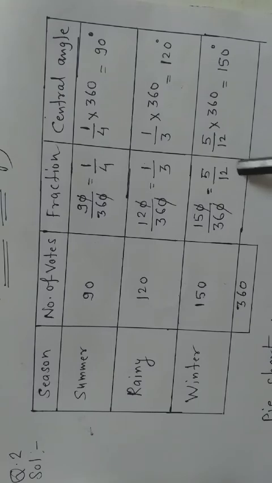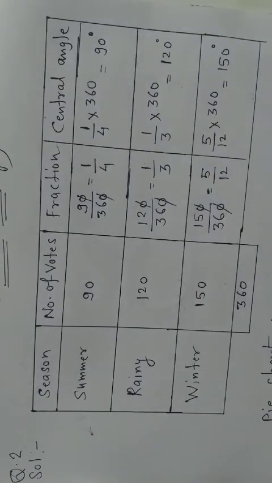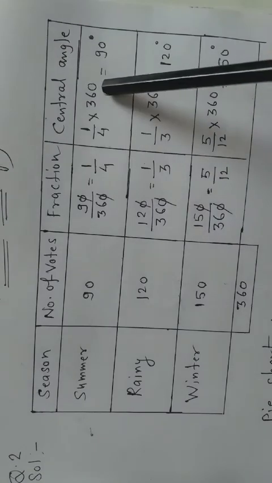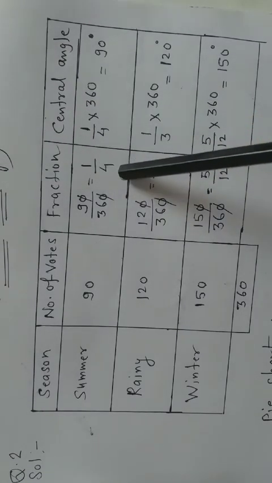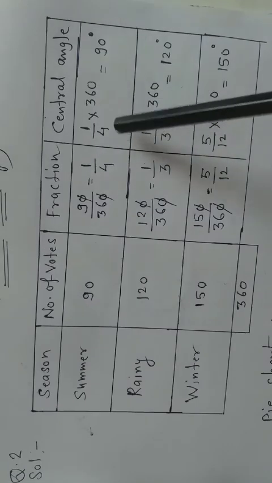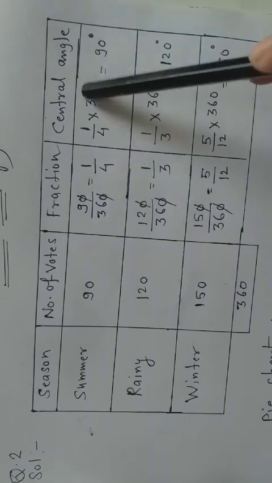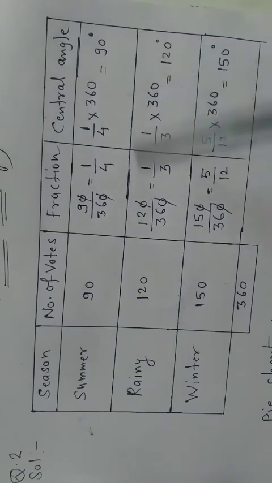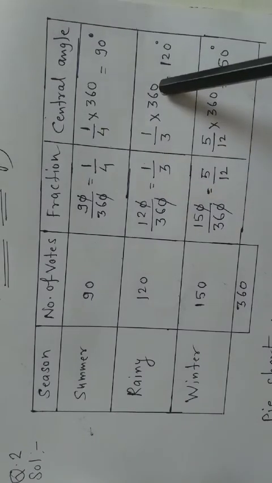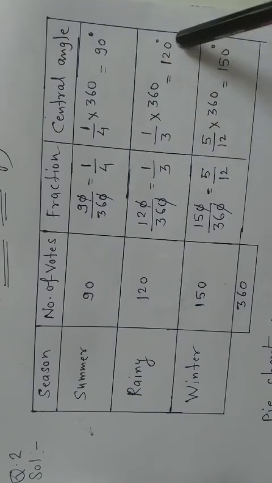Now student, we will convert these fractions into central angles. For that, we will multiply the fraction by 360. Here the fraction is 1 by 4, 1 by 4 into 360, and by the 4 table we cut it. 4 nines are 36, 0, 90 degree. Similarly in rainy, 1/3 fraction is there. 1/3 into 360, by the 3 table we cancel out. 3 ones are 3, 3 twos are 6, 0, 120 degree.